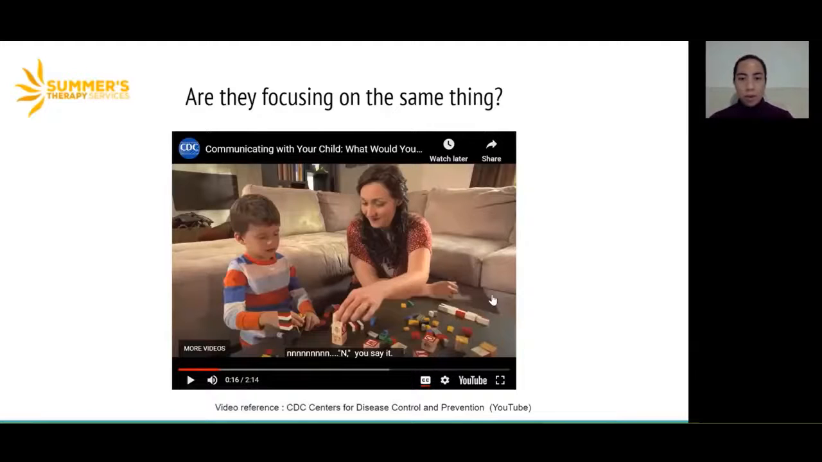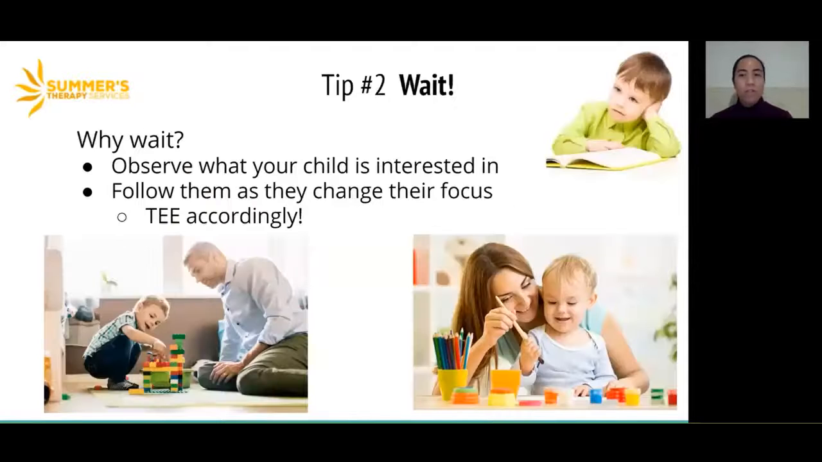And at this point, I would think it's more beneficial if the adult was giving him language models to what the child is actually focusing on. And that's why we wait. One of the reasons we wait is so that we can observe what our child is interested in.